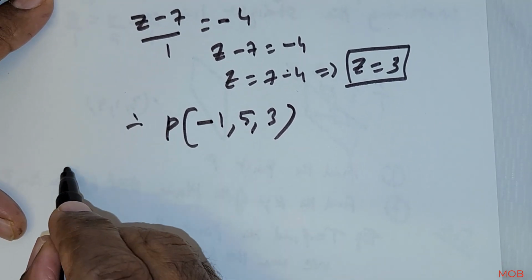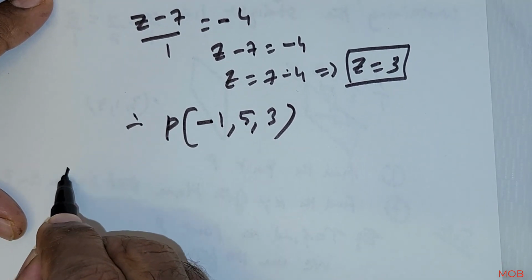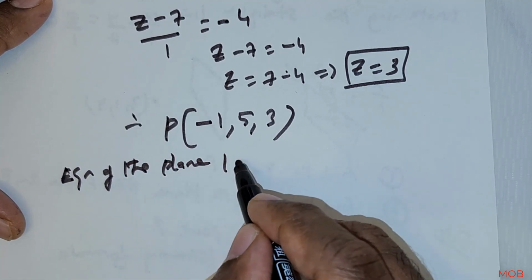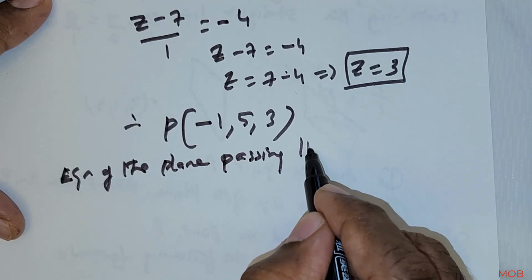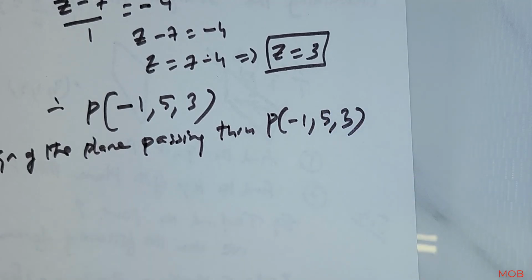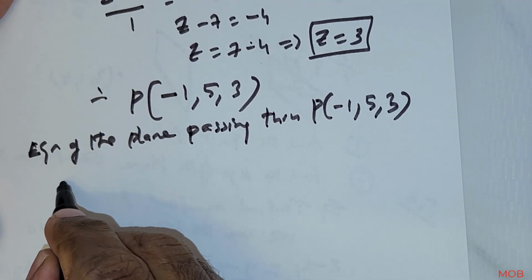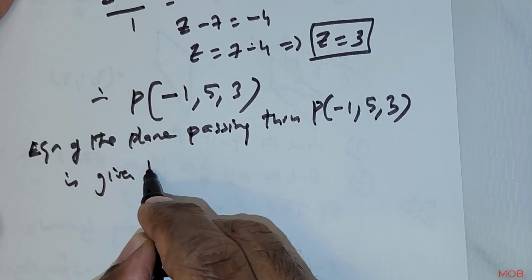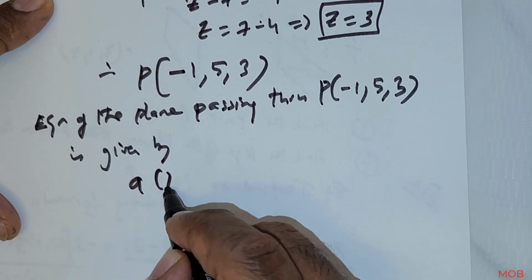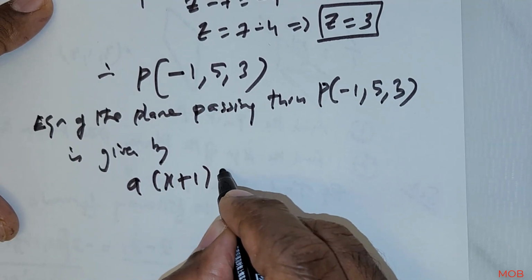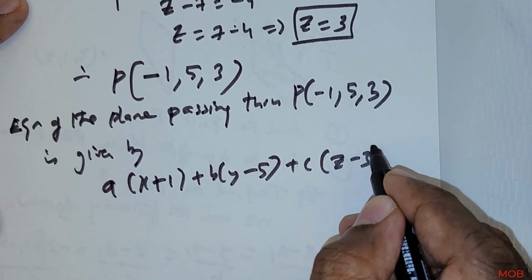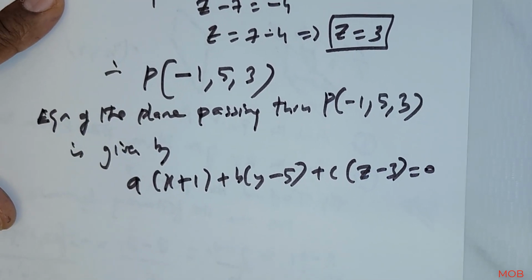Okay, now we need to get the equation of the plane. The equation of the plane passing through P of (-1, 5, 3) is given by a times (x - (-1)), so it's going to be positive 1, b times (y - 5), and c times (z - 3) is equal to 0. This is the equation of the plane.